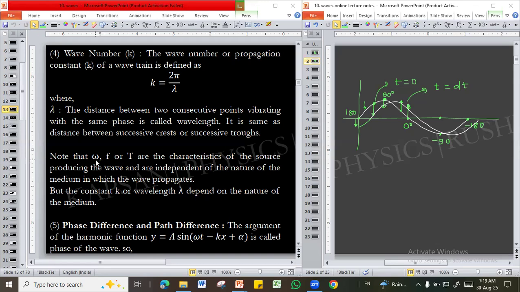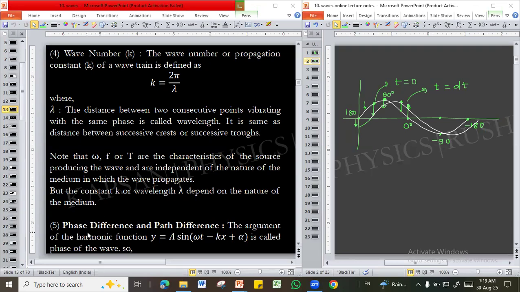Now the parameters, the frequency and time period related parameters, are actually decided by the source, and the wavelength and the speed parameters are actually decided by the medium. Speed, wavelength, this k are decided by the medium, but the frequency, time period, angular frequency, these parameters are decided by the source of the wave.